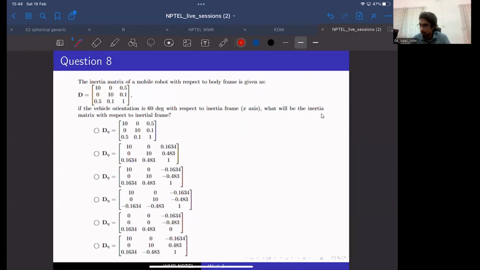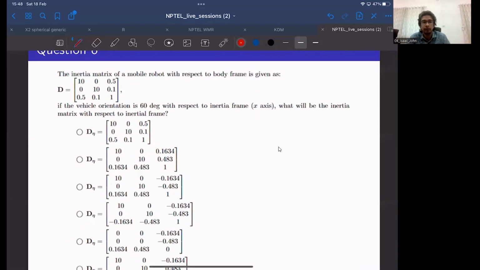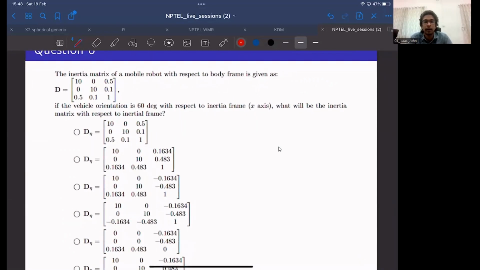We'll move on to question 8. I hope there are no questions regarding the previous problem. No questions. Okay. So we'll go with question 8. We have been given an inertia matrix of a mobile robot with respect to its body frame. If the vehicle orientation is 60 degrees with respect to the inertial frame, then what will be the inertia matrix with respect to the inertial frame?